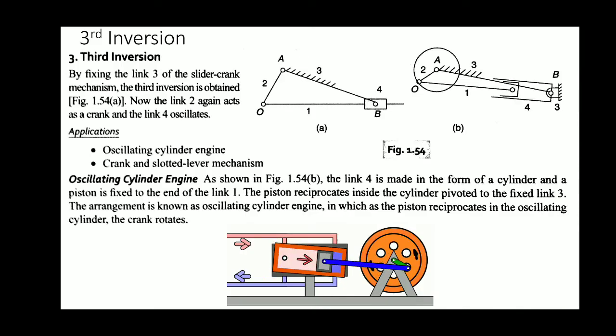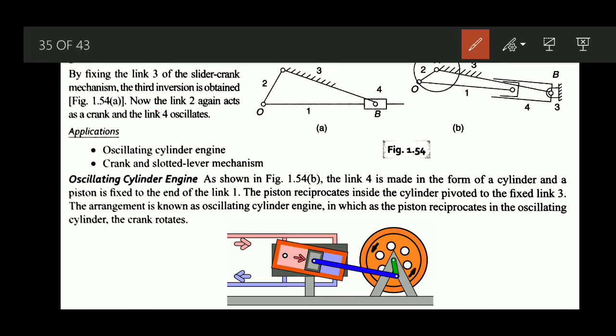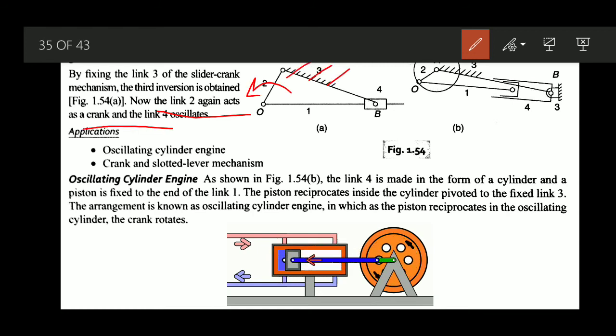So next is the third inversion. In the case of the third inversion, by fixing link 3 of the slider crank mechanism, the third inversion is obtained. Now link 2 again acts like a crank, which was previously a crank only. If we fix this particular link, once again it is going to act like the crank. In the previous case it was not acting like the crank, because we had fixed this link.